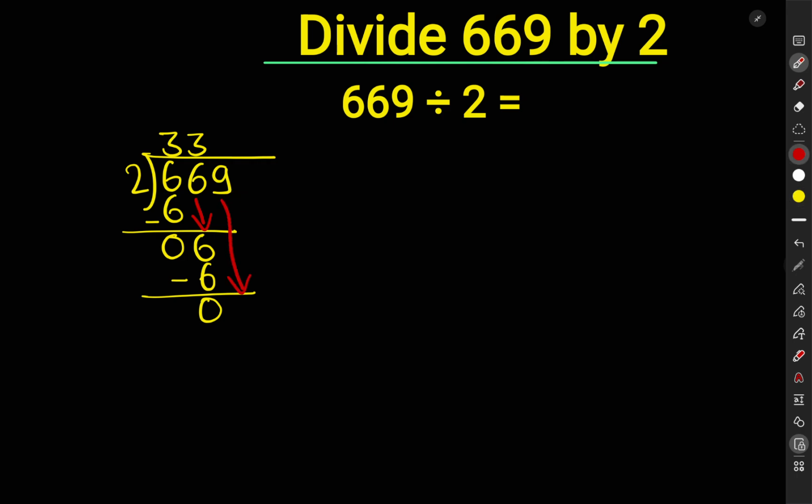So again we put down this 9 and 2 times 4 is 8. On subtracting, we get 1. So now this 1 is less than 2 and there is no other number to put it down. So we put a decimal here so that we can put 0. So it is 10 and 2 times 5 is 10. On subtracting, we get 0.